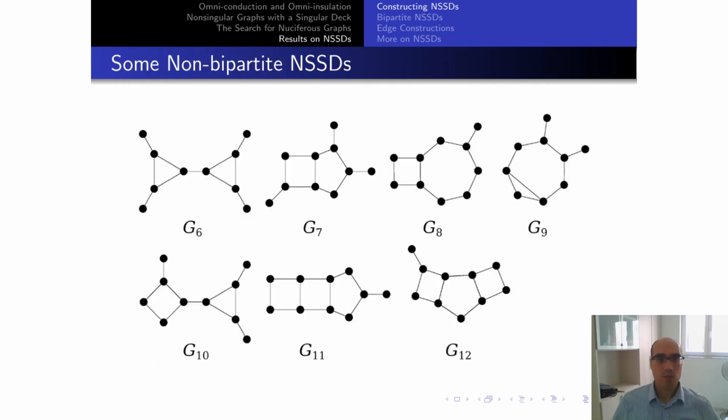These are examples of non-bipartite NSSDs. They have quite a few vertices. Note also that these NSSDs are simple, which we call molecular NSSDs when they are simple, because they represent some ipso omni insulator. Also, these graphs are all chemical.